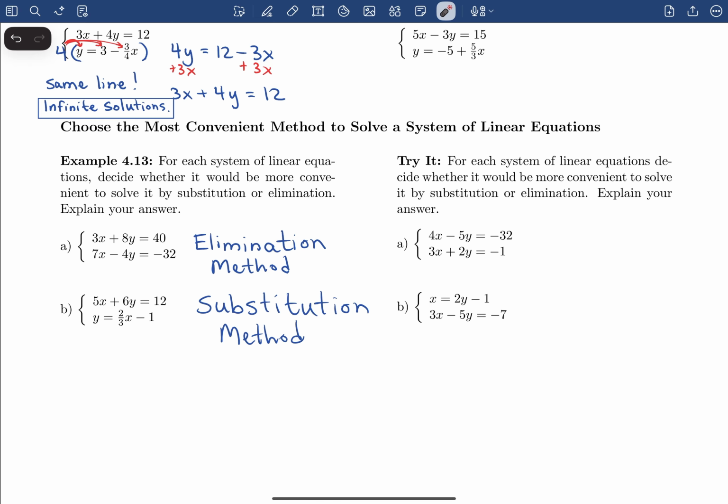There you go. So sometimes there is a clear, easier method to get what you need done. And it's just on a case-by-case basis. So you just have to look at the system and then make a decision on what the best method will be.